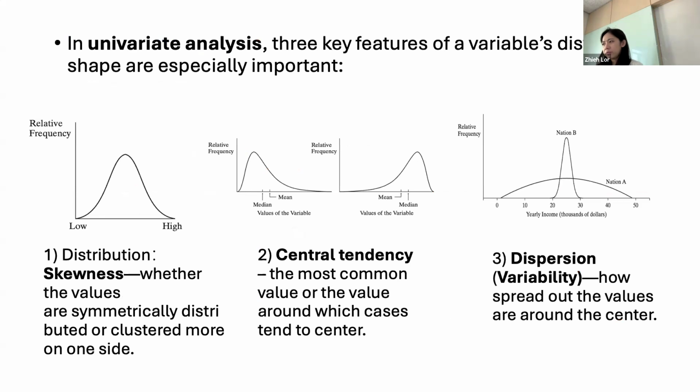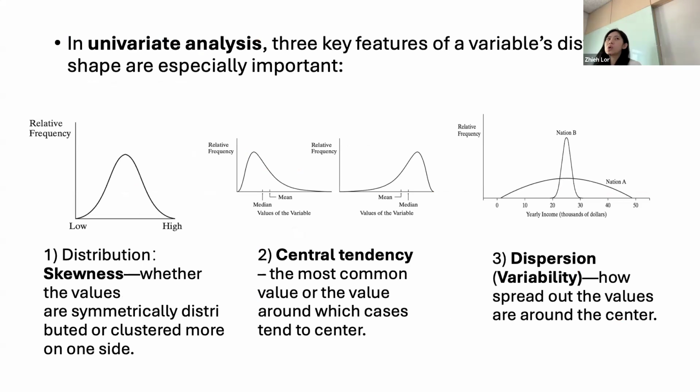Three big features here. First is the distribution. We look at the skewness, whether the values are symmetrical, the same size on the left and right, or clustered to one side or the other, like in picture number 2, left or right.